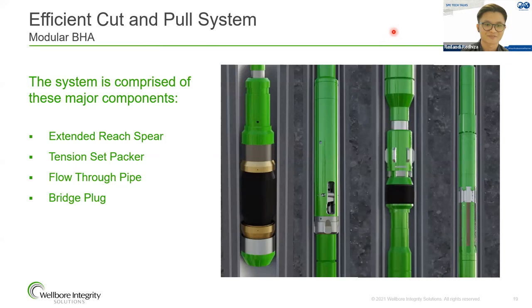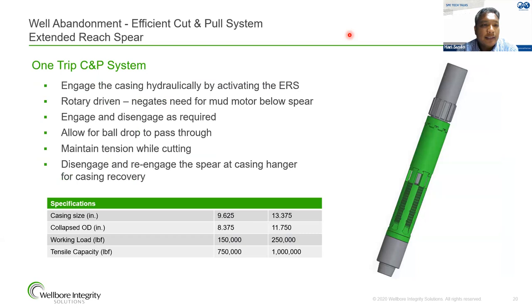All right, so this efficient cut and pull system consists of four main components: a bridge plug, pipe cutters, tension set packers, and the extended reach spear. These four components define the life of these tools. Then the next slide shows the specification of the extended reach spear. As of now, we have only 9⅝ up to 10¾. The 13⅜ is still under test at the moment, so it's not launched yet. The ones officially launched are only 9⅝ and 10¾.